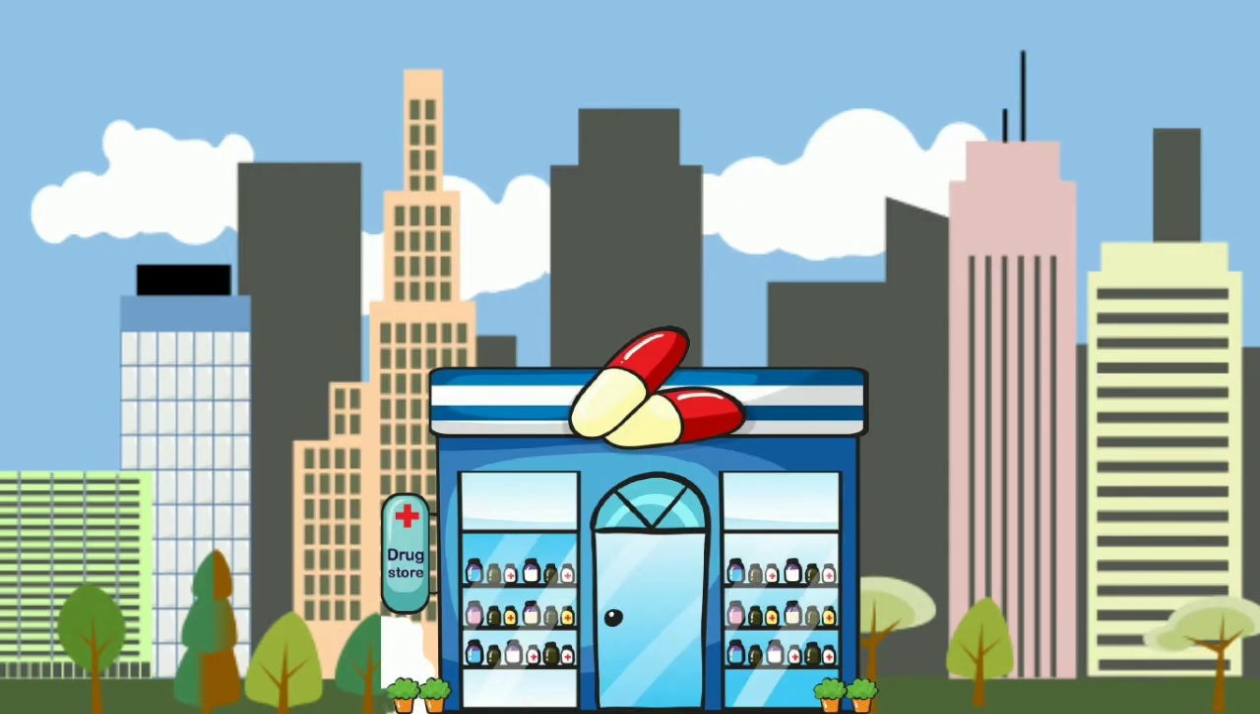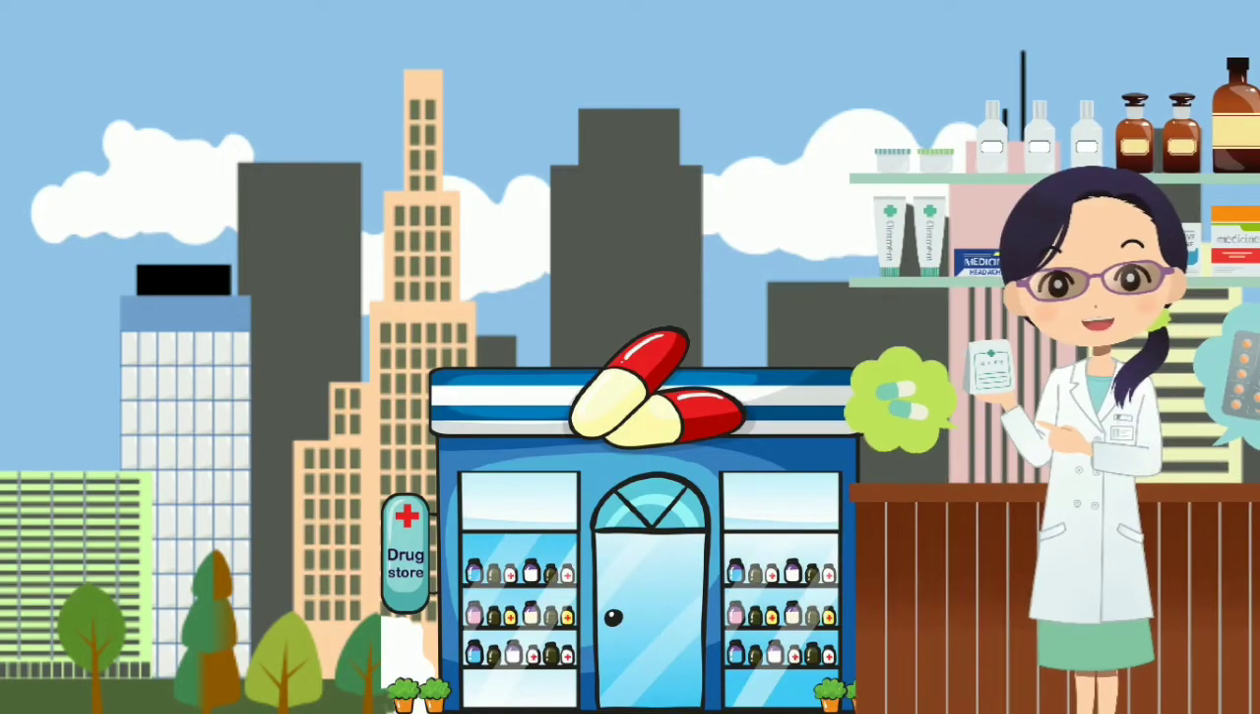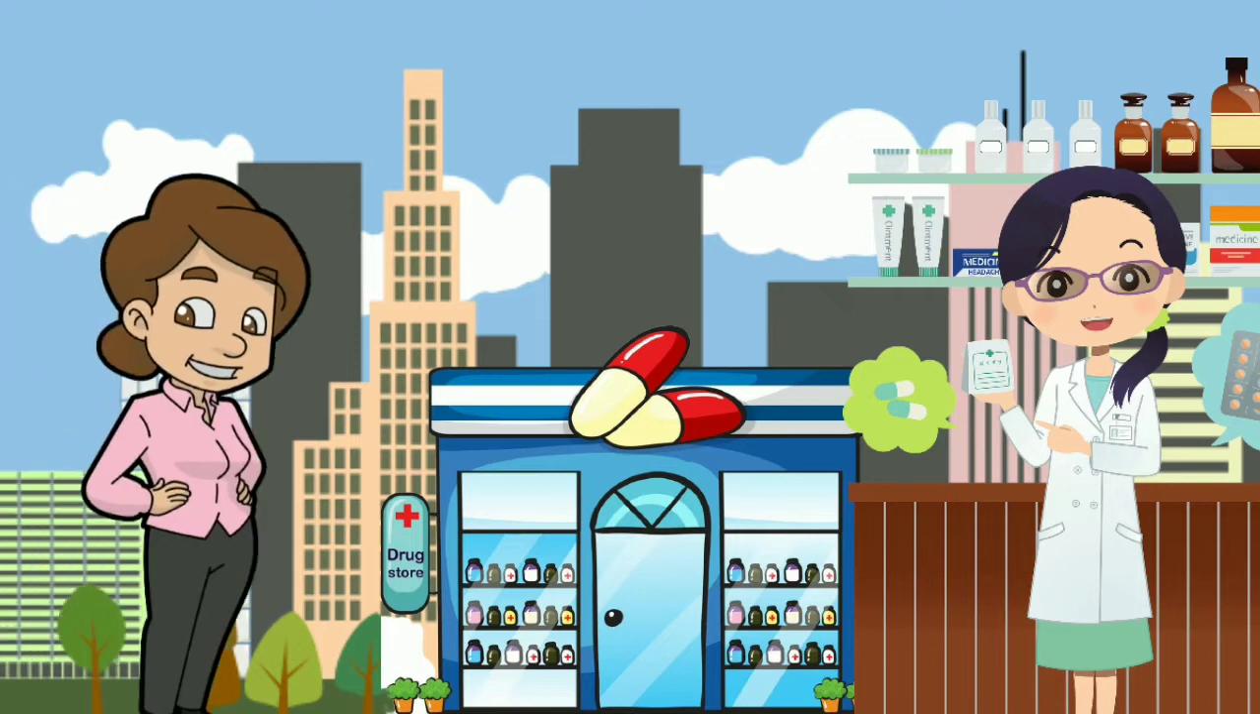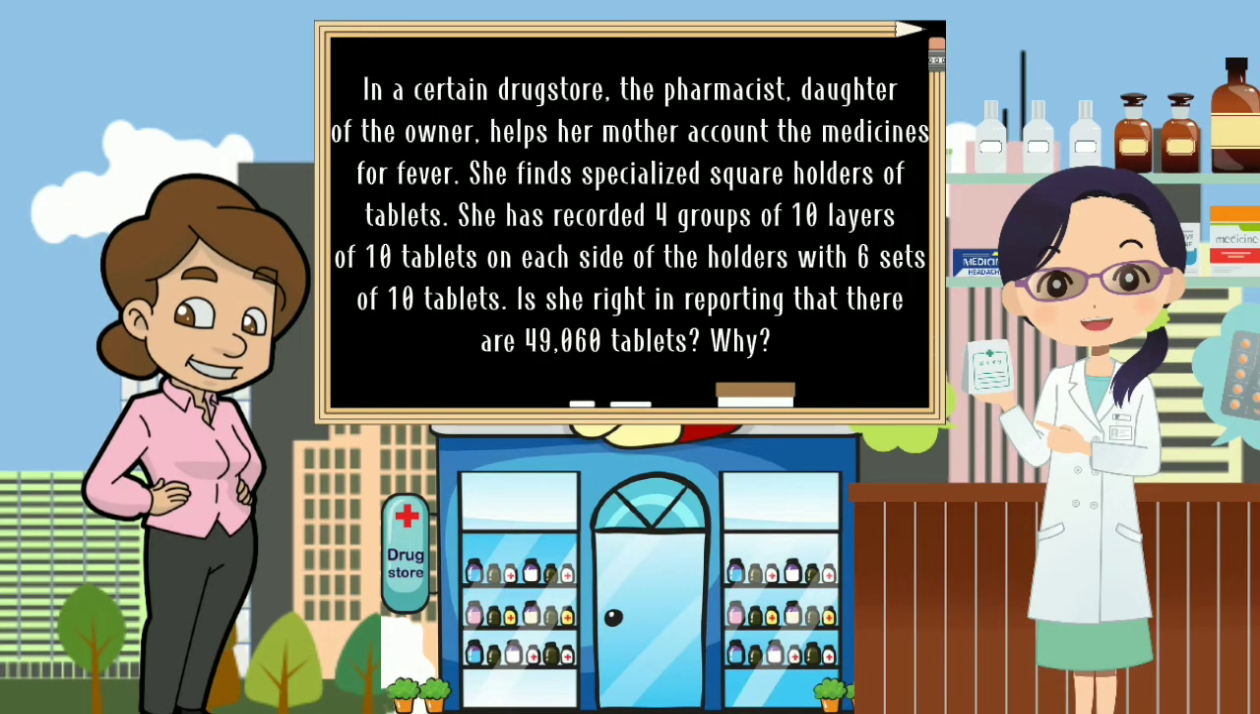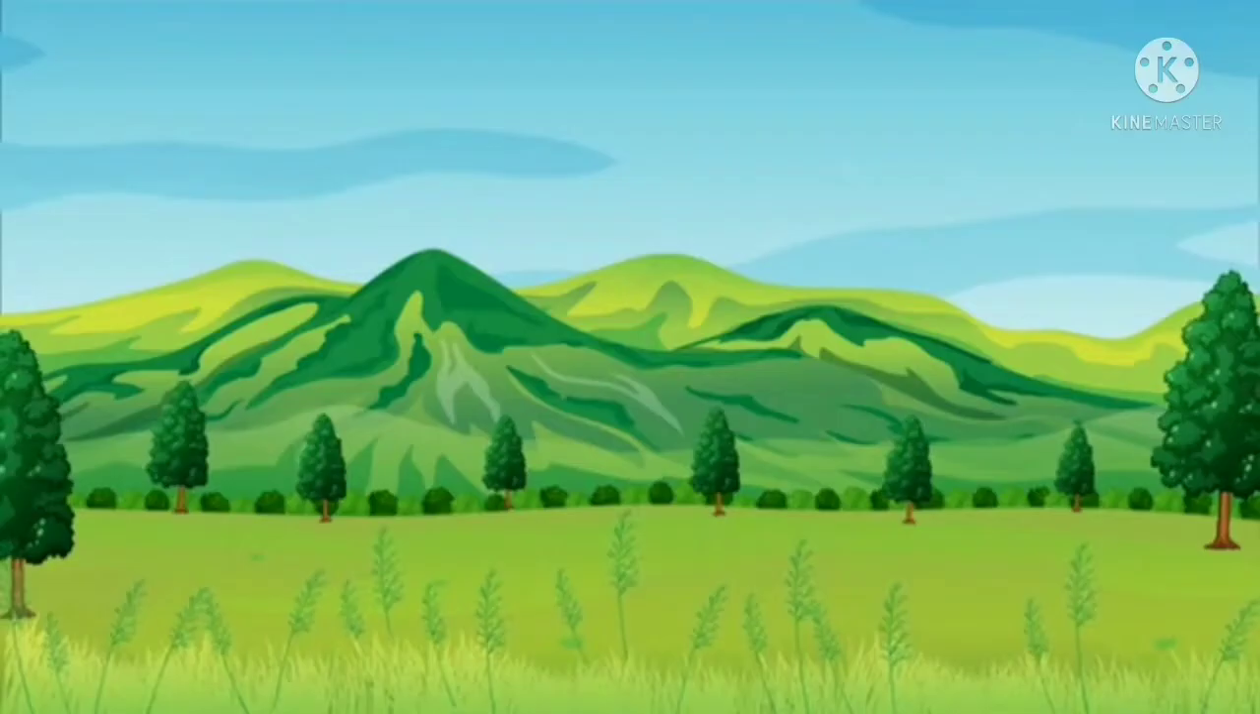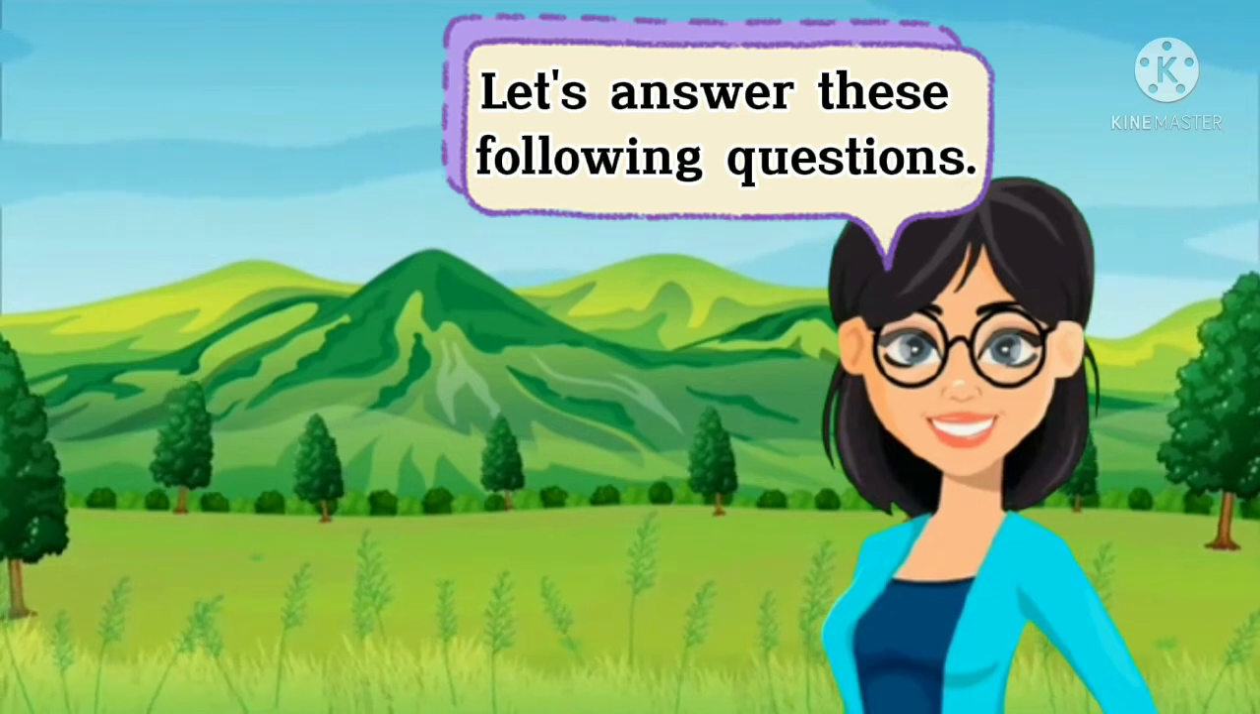Now, in a certain drugstore, the pharmacist, daughter of the owner, helps her mother account the medicines for fever. She finds specialized square holders of tablets. She has recorded 4 groups of 10 layers of 10 tablets on each side of the holders and 6 sets of 10 tablets. Is she right in reporting that there are 40,060 tablets? Why? Let's answer the following questions.